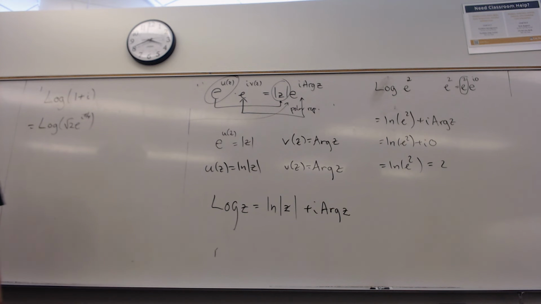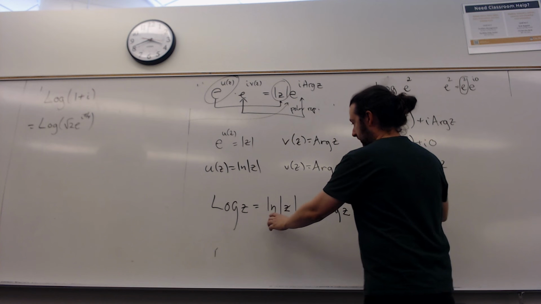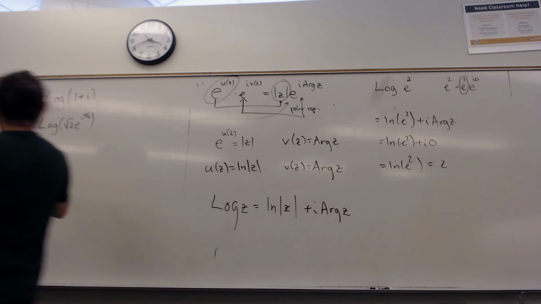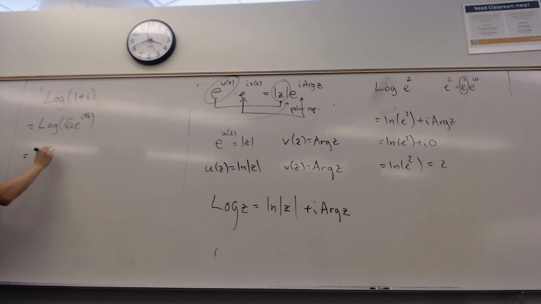And what does log say to do? It says you're supposed to take the natural log of the radius and then add it to i times the argument. So this is the natural log of root 2 plus i times pi over 4. Okay, so why do we define the log this way? This is a good question. Well, what's the inverse of taking the log? If I take that number and raise e to that exponent, I should recover the original number. Log and exponentiation with a base of e are supposed to be inverse functions.